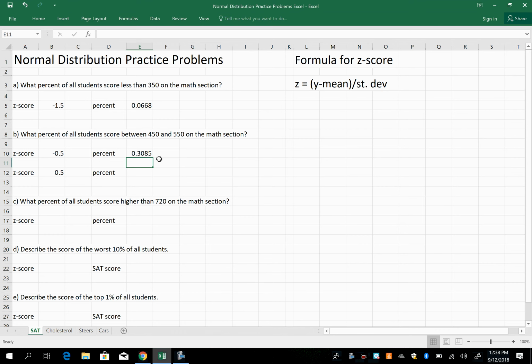So I'm at cell E12, equals capital NORM.DIST. What if it were just the opposite? Well, let's see what happens. NORM.DIST, open it. Okay, what's the z-score for 550? 0.5, comma, true, and then hit enter.